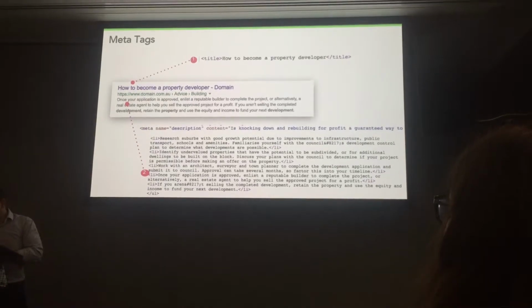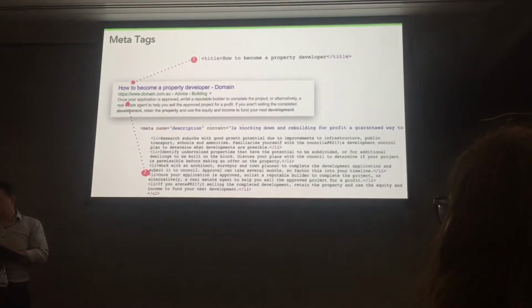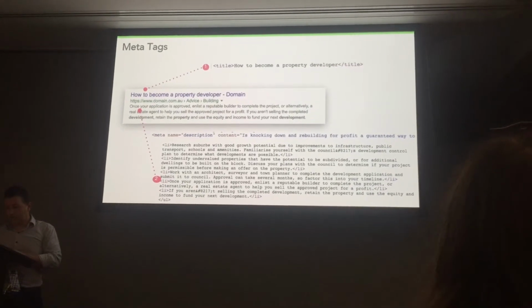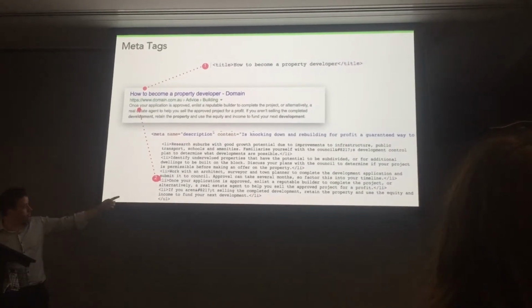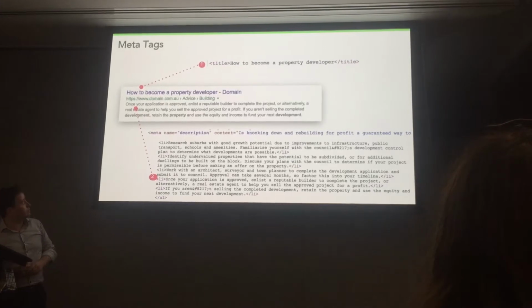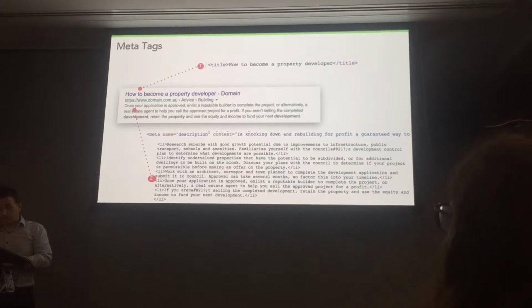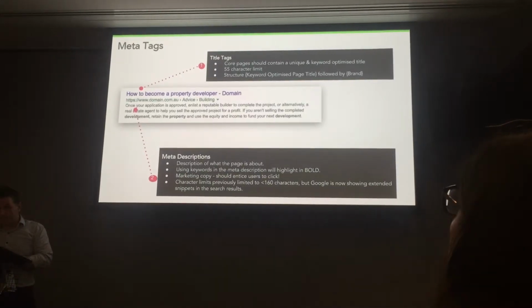knocking down and rebuilding for profit, a guaranteed way to... As you can see, there's nothing there about property development, how to. So Google grabs further down, it grabs a list: once your application is approved. So that's two key areas that Google heavily looks at, the title.